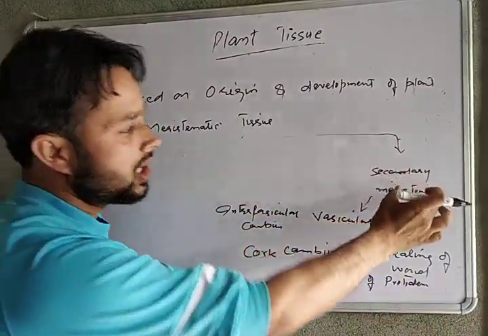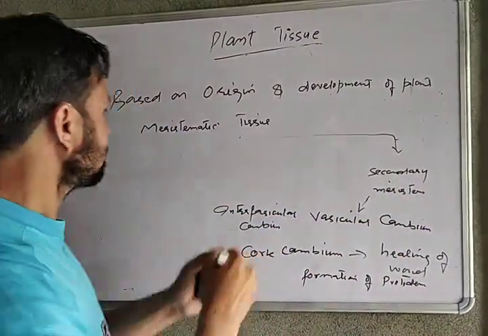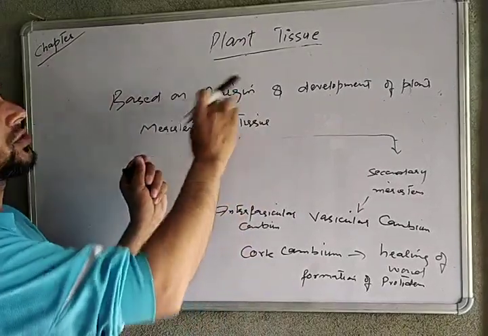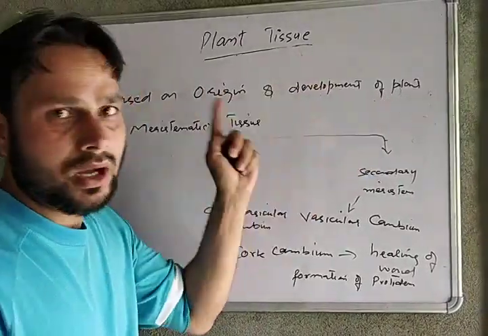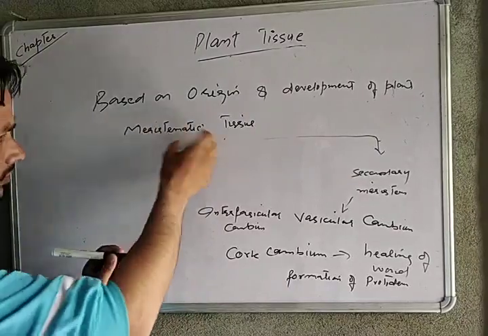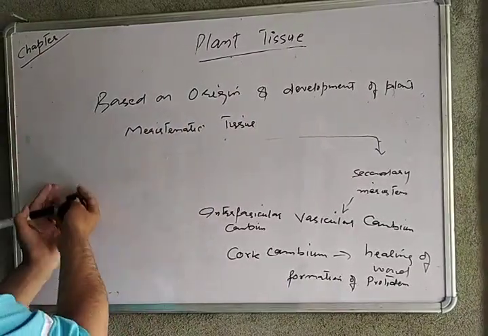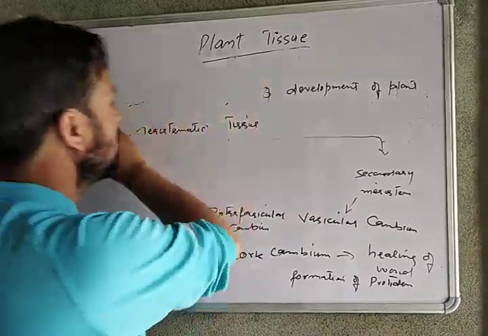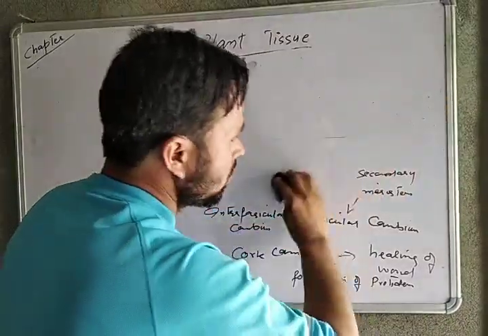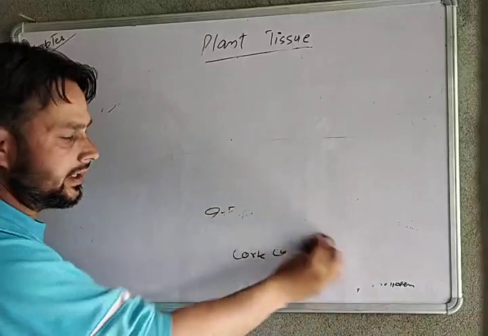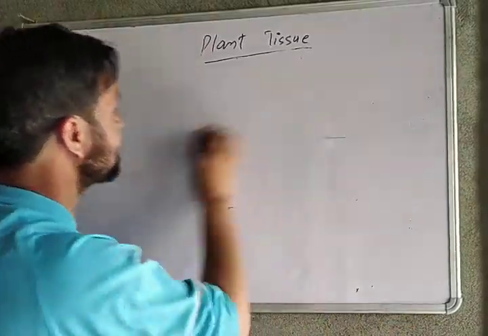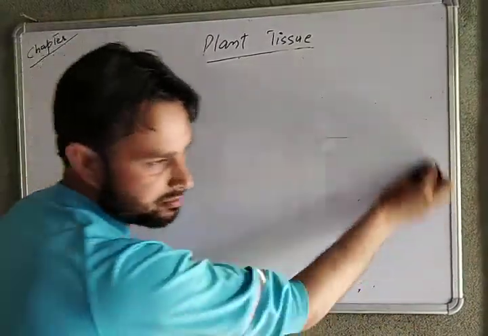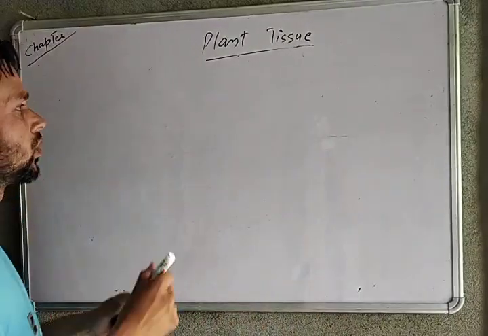Okay? So this was secondary meristem. This was meristematic tissue based on origin and development of plant. It has three types: promeristem, primary meristem, secondary meristem. I have explained all that. Now we will see the origin and structure of this meristematic tissue.